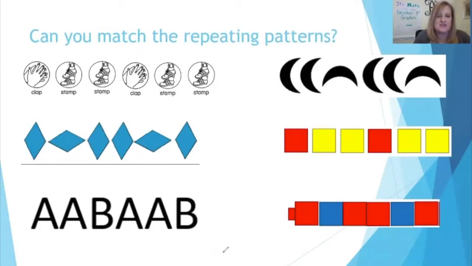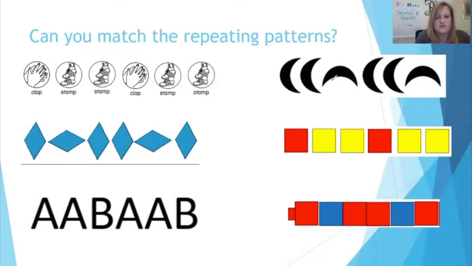Can you match the repeating patterns? So let's look at the first pattern. Clap, stomp, stomp. Clap, stomp, stomp. So it has the first motion, and then the second one's done twice. First, second, second. First, second, second.